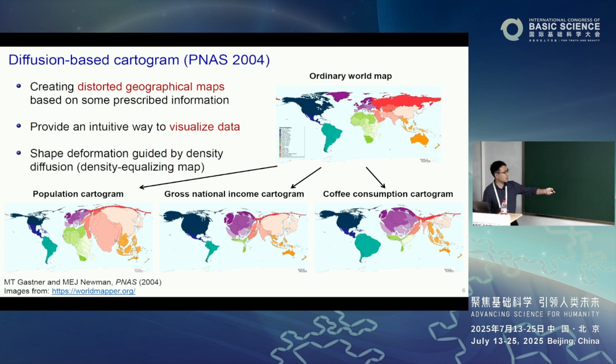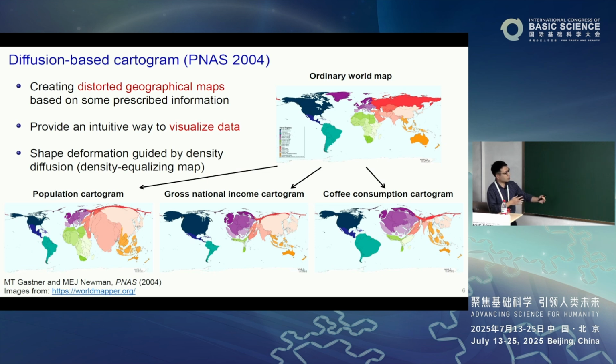Here we can see the ordinary world map, and then if we use this kind of diffusion-based cartogram approach to compute a deformation of this geographical map to the target effects, then for the population cartogram, you will see that different countries are expanding or shrinking based on the actual population, and also for the gross national income or for the coffee consumption. So we can see that here.